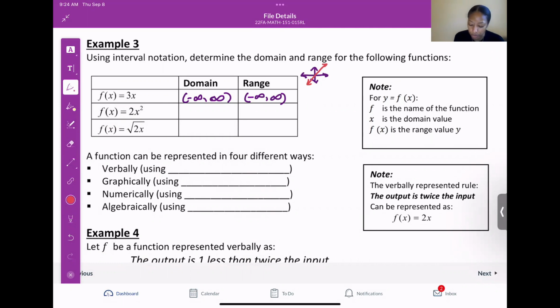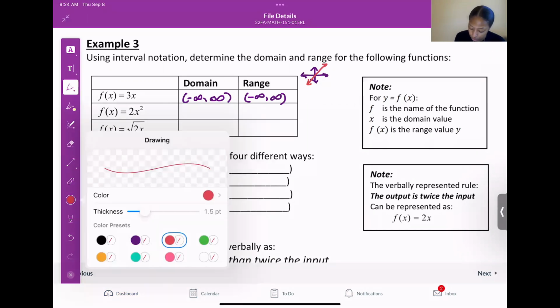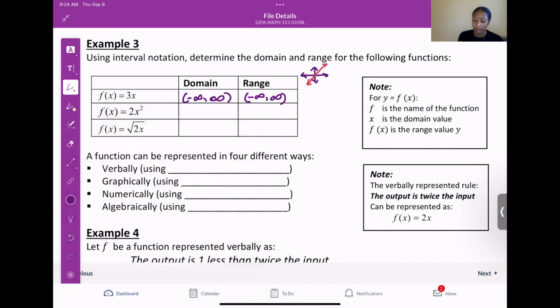All right, for part 2, f of x equals 2x squared. Okay, what numbers can we square and multiply by 2? You can square any number, you can multiply any number by 2. So the domain, again, for this function would be all real numbers, -∞ to infinity.